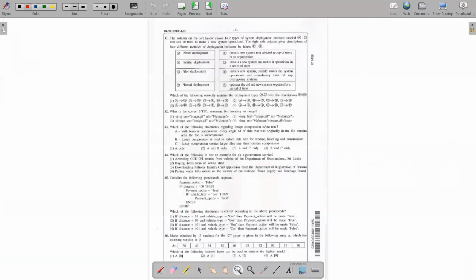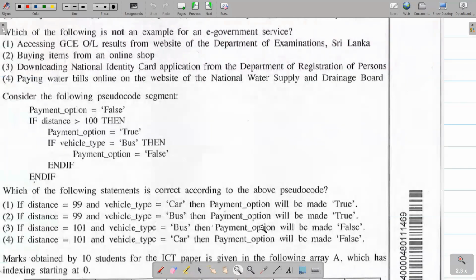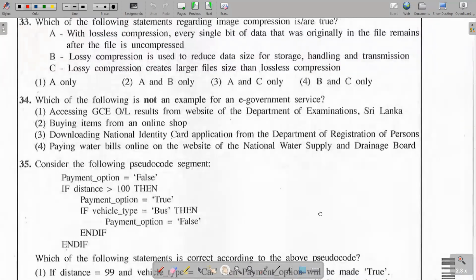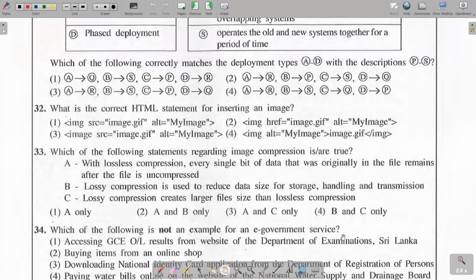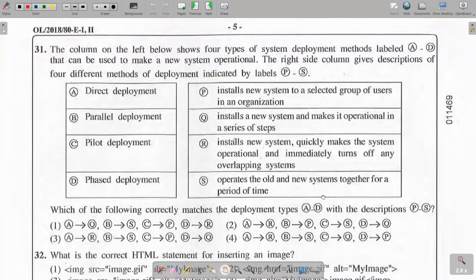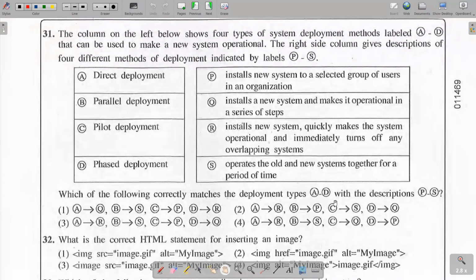Right, so the next question, 31st. Yes, in the 31st, they are talking about the deployment part of the SDLC. The column on the left below shows the type of system deployment methods labeled that can be used to make a new system operational. The right side column gives the description of 4 different methods of deployment indicated by the label. So they're asking you to match it.